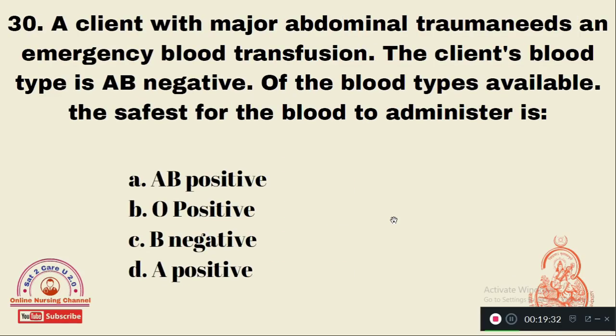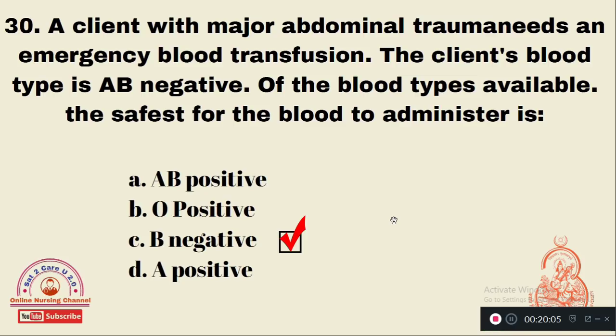Question number 30. A client with major abdominal trauma needs an emergency blood transfusion. The client's blood type is AB negative. Of the blood types available, the safest to administer is option A, AB positive, option B, O positive, option C, B negative, option D, A positive. For an AB negative client, the safest blood that can be administered is option C, B negative, because of the antibody and this Rh. That is why B negative is effective and safest.